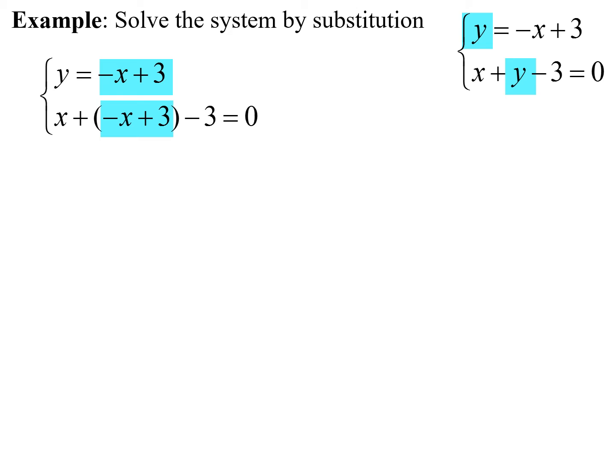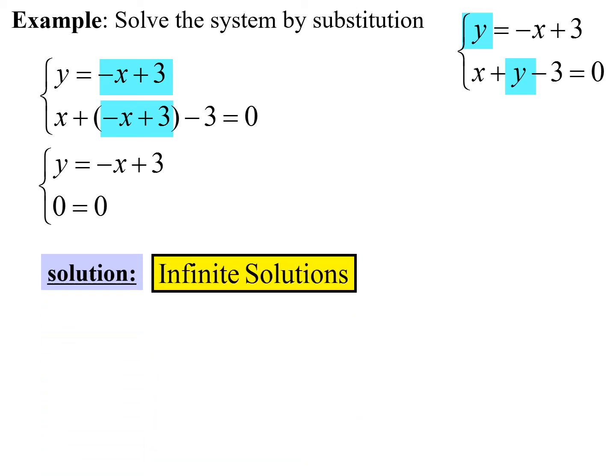So we get x plus negative x plus 3 minus 3 equals 0. When I simplify that second equation, x plus negative x is 0, and 3 minus 3 is 0, so I get 0 equals 0. That means that my x value is completely eliminated, and it is a true statement. 0 is equal to 0, therefore I have infinitely many solutions. That means that these two lines are just different representations of the same line.